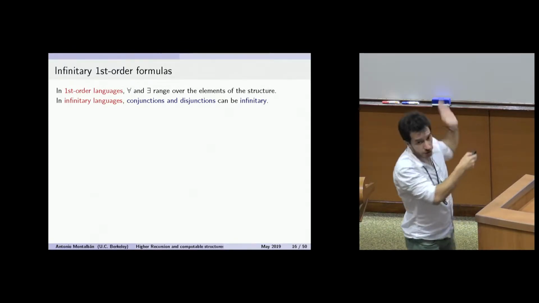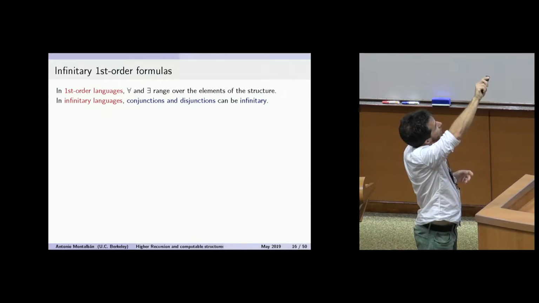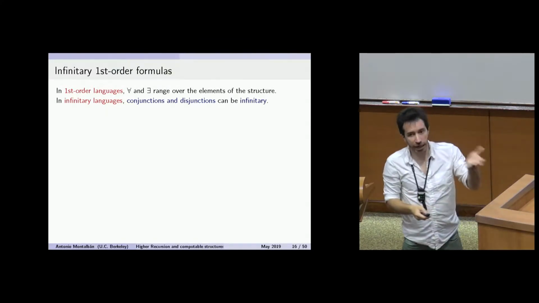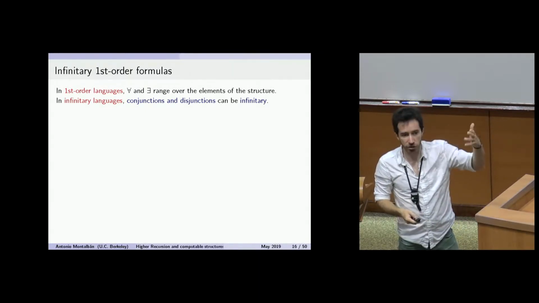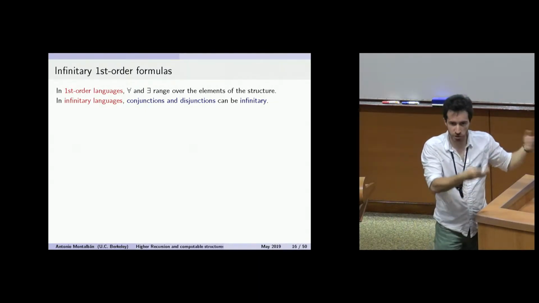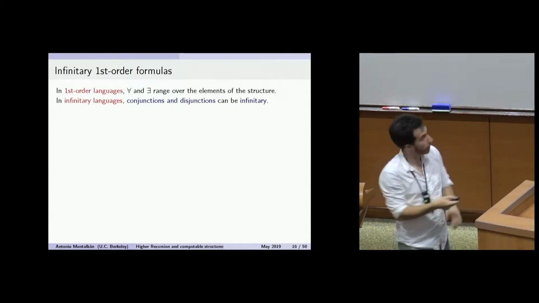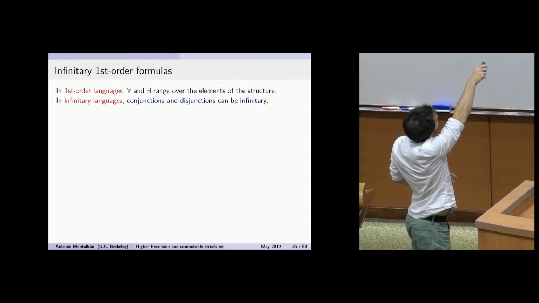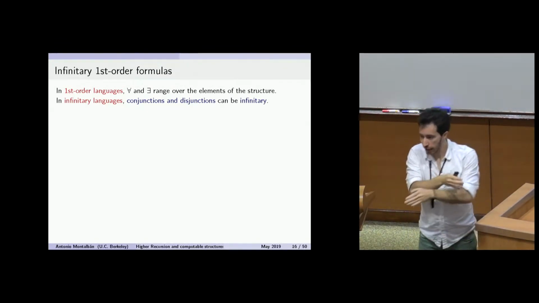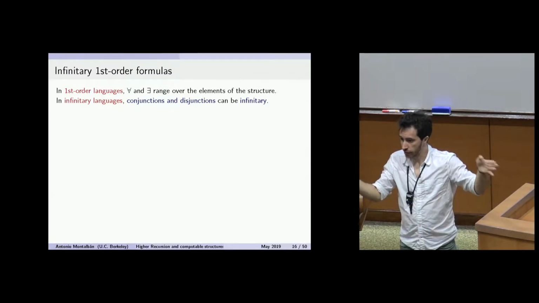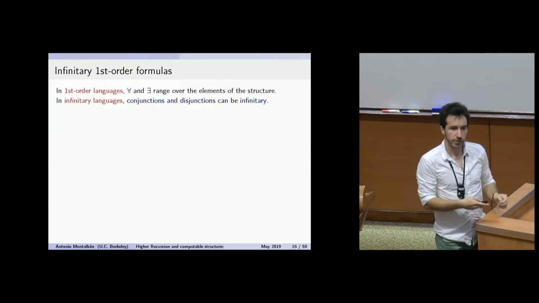So they are still first-order formulas, because first-order just means that for all and there exists range over elements of the structure, in this case natural numbers, but not over subsets of the structure, that would be second order. So first order means for all and exists range over elements of the structure. Infinitary means that the conjunctions and disjunctions, so the ands and the ors, can be over an infinite set of formulas. You can take an and of infinitely many formulas or an or of infinitely many formulas.